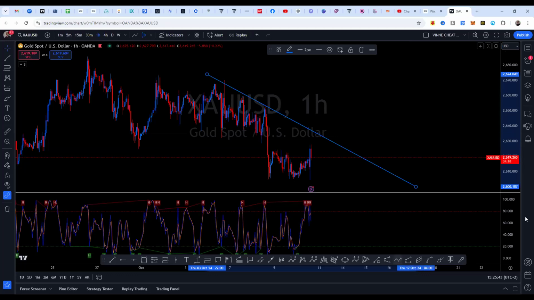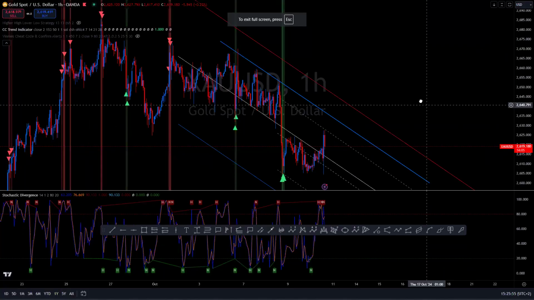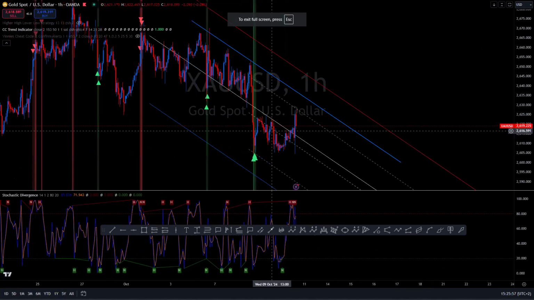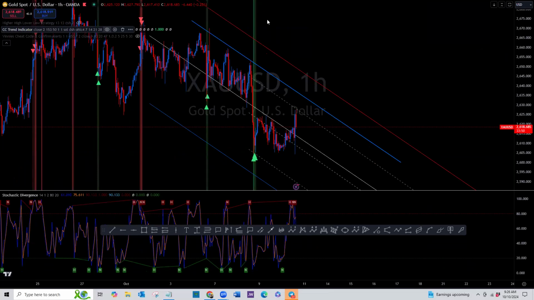Let's turn on the CC trend indicator, and then we'll see if everything matches that. All right. So we can see that the trend lines are pointing downward. So the overall market is bearish. So that's correct. Let's turn this off.